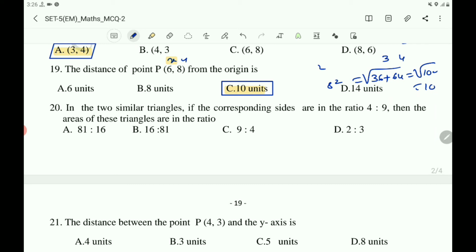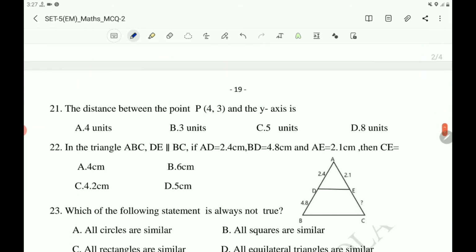Then you take the 20th question. In two similar triangles, if the corresponding sides are in the ratio 4:9, then the areas of these triangles are in the ratio. Here, the ratio of the corresponding sides of the similar triangles is given, and for the ratio of their areas, we have to take the squares of their corresponding sides. It is 16:81. So, option B is the answer, 16:81.